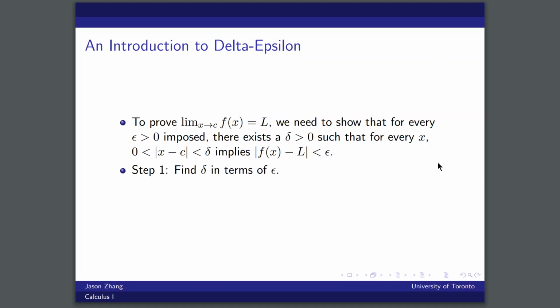So in order to do this, first we need to find delta in terms of epsilon. And we do this because then, obviously, for every epsilon imposed, we can just say that delta should be equal to so-and-so so that this condition is satisfied. And then second of all, we need to construct the proof, obviously.